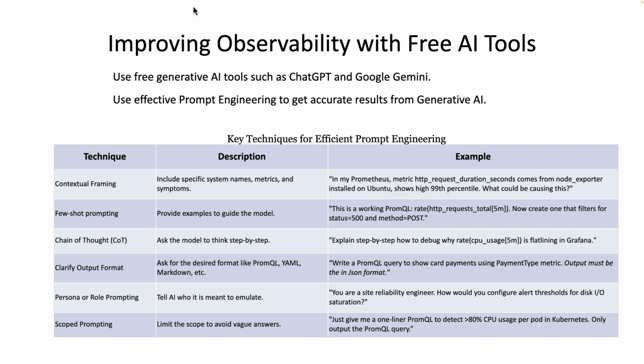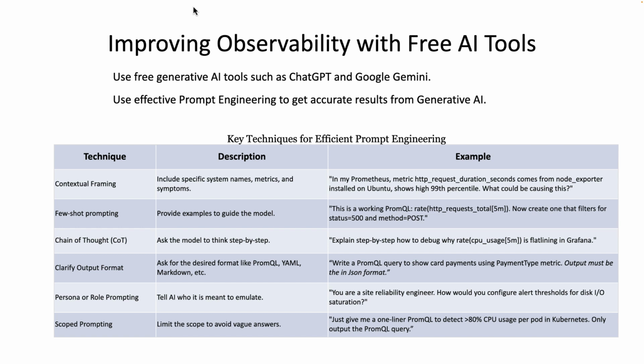The next technique is few-shot prompting, which means that you provide examples to guide the model. As an example, you can say, this is a working PromQL: rate of HTTP request total every 5 minutes. Now create one that filters for status 500 and method POST.